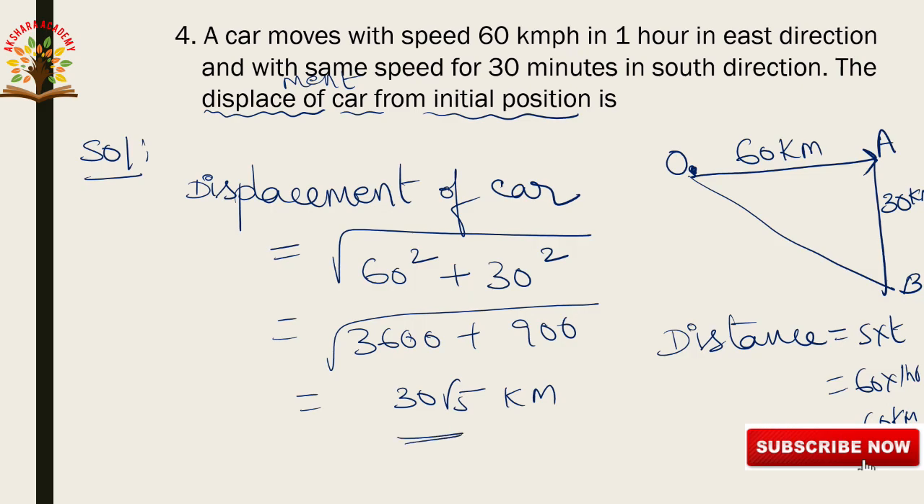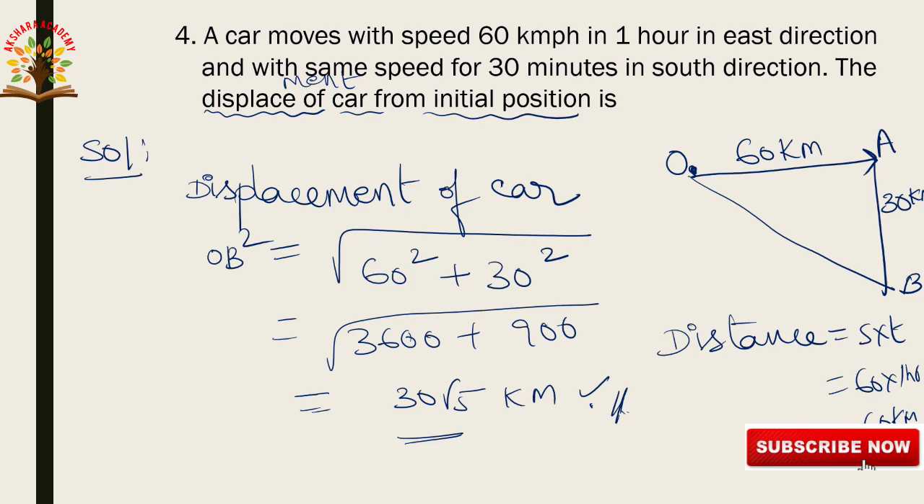Distance here we calculated as speed into time, 60 into 1 hour, 60 kilometers. For 1 hour the speed is 60 kilometers, and the same speed for half an hour gives 30 kilometers. OB is nothing but the displacement. So OB square is equal to OA square plus AB square, with AB 30 and OA 60. 30 square plus 60 square, so root of 3600 plus 900, we get 30 root 5 kilometers. This is the final answer.